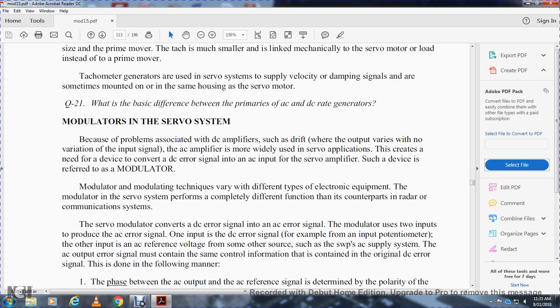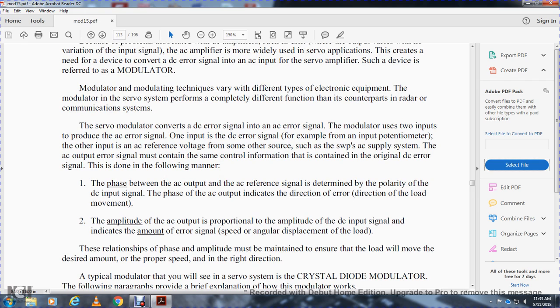The modulator in a servo system performs a completely different function than its counterparts in radar and communication systems. The servo modulator converts the DC error signal to an AC error signal. The modulator has two inputs that produce the AC error signal. One input, the DC error signal, is an example of the input from the potentiometer. The other input is an AC reference voltage from some other source, such as the ship's AC supply.